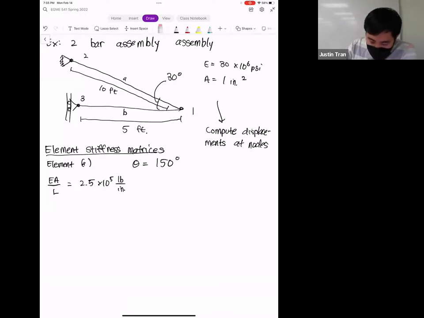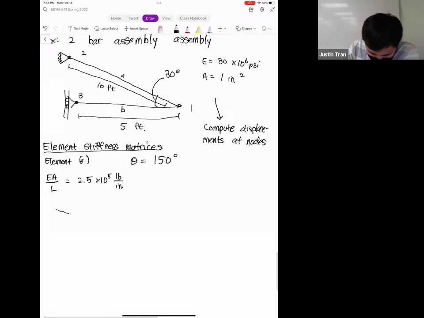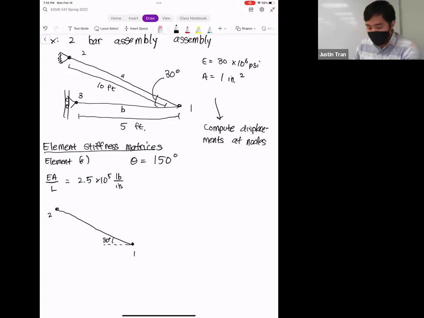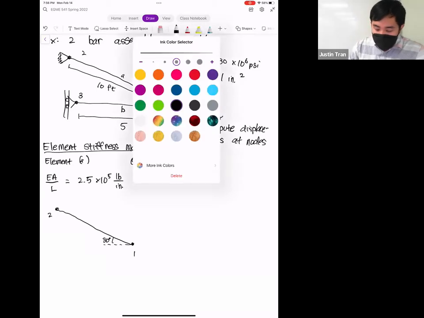And so let's look at the geometry for element A. The geometry for element A looks something like this. So this is node 1, this is node 2, right? And we know that this angle right here is 30 degrees. Okay. And so how did I get 150 from this? Well, let's do this. When you're deciding what angle to assign for your elements, what you should do is go to the lower number element and draw in your coordinate axes.